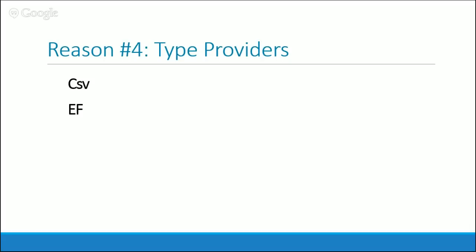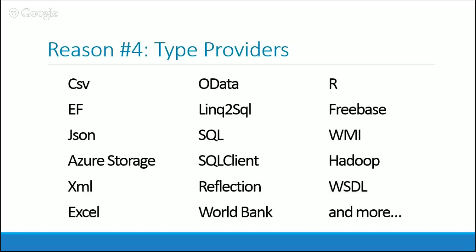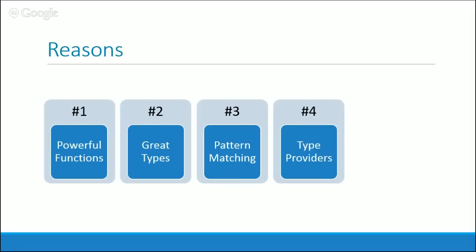So I showed you an example with the CSV type provider and the Entity Framework one, but there are plenty of other type providers. Here you have a list that is not complete. So anytime you are using F# and you need to access a source of data, maybe it's worth checking if there is not already a type provider for you. Okay, that was reason number 4.